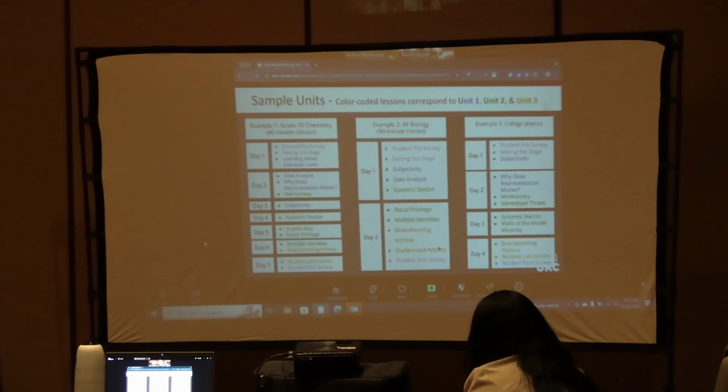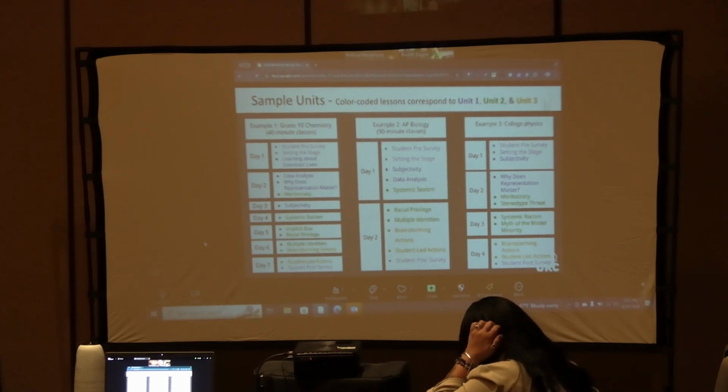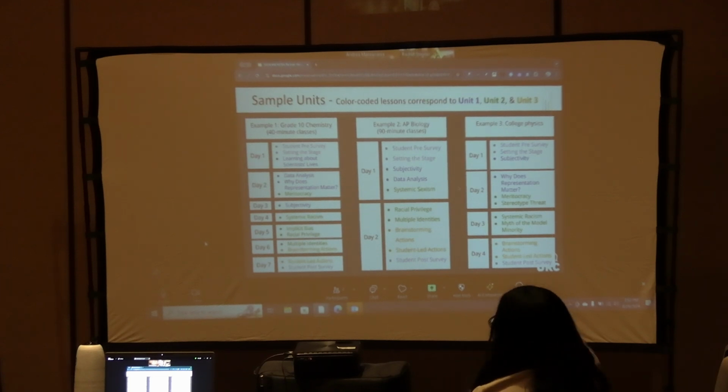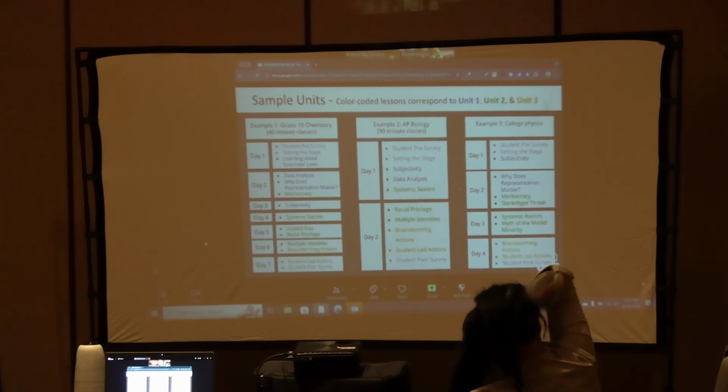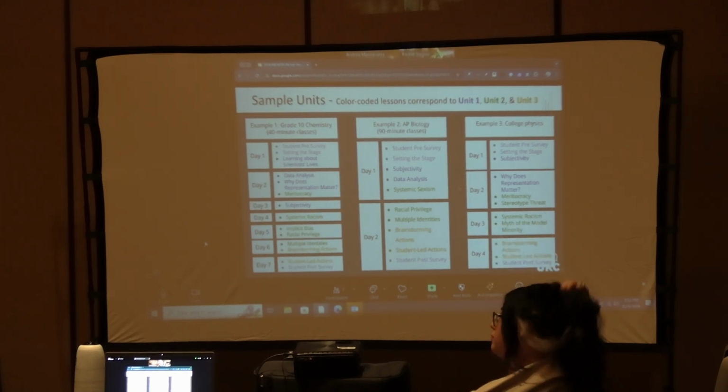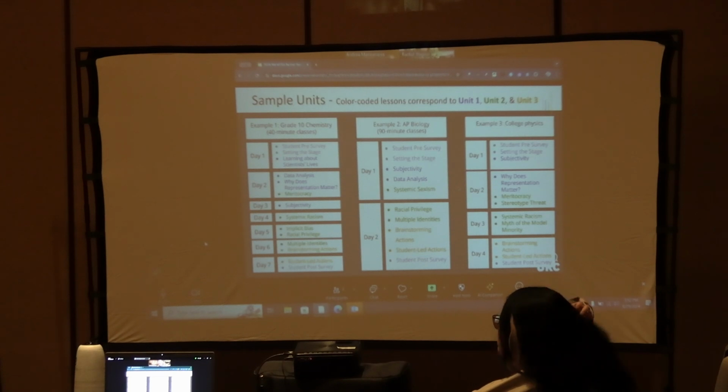Some schools have longer periods, 90-minute blocks. This was an AP biology class that took 2 days to go through an abbreviated version of the curriculum. You can see that the middle section, the green section, has different pieces that have been pulled in depending on the context for the teacher. And then example 3 over here to the right is a college physics class that took 4 days. I think 1 day a week for several weeks to talk about these issues and dive into meritocracy, systemic racism, etc.